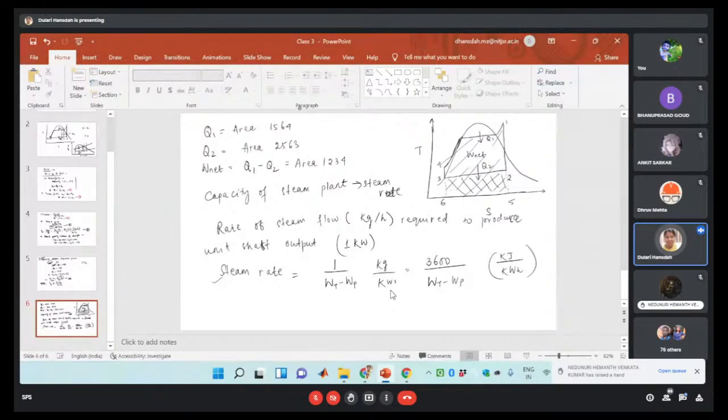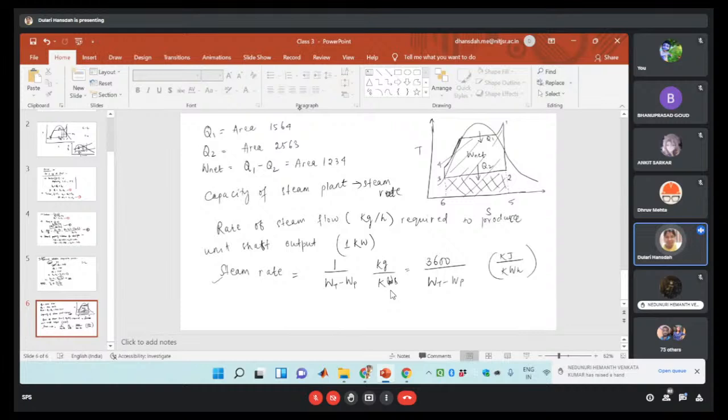To find the steam rate, you can use this equation, which may be in units of kg per kilowatt second or kilojoule per kilowatt hour. As per your problem, you can use the equation.